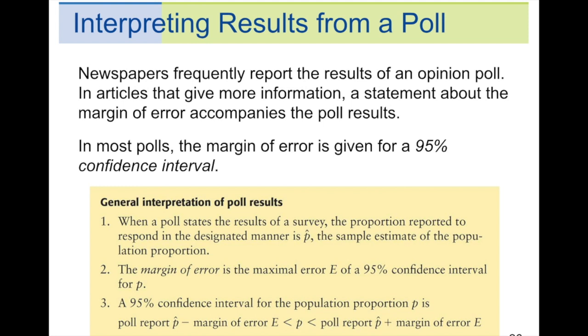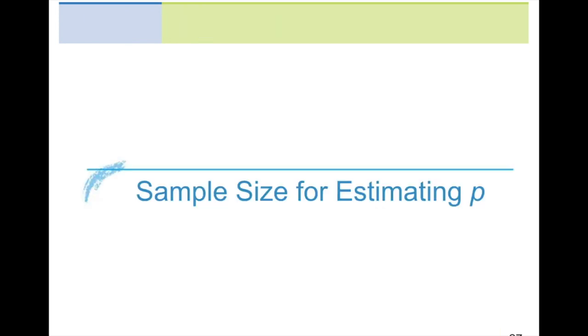So what you'll usually see on a poll is they'll give results usually between two things, one being a success, one being a failure. And then in like the lower corner somewhere, you'll see like plus or minus 3.8% or something like that. So that's the margin of error, and so the percent you see is not the population, but it's the point estimate. So p hat. Sample size for estimating p.